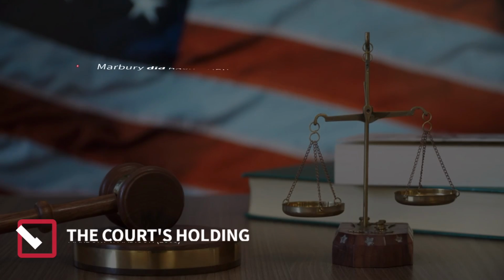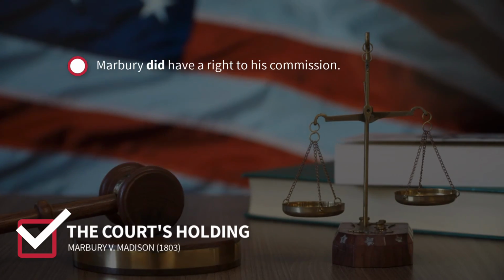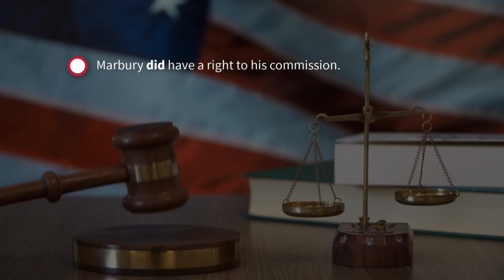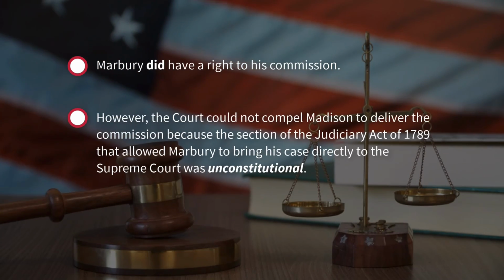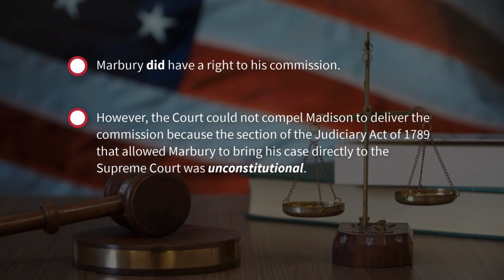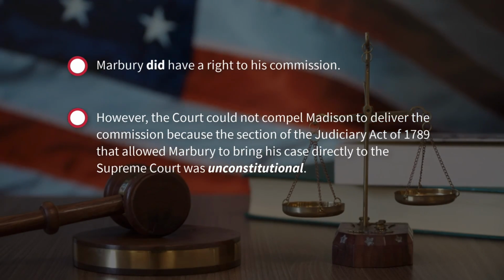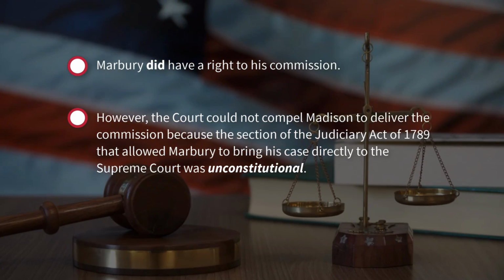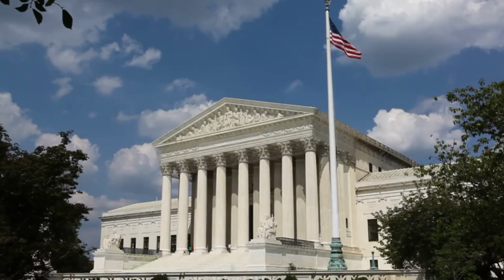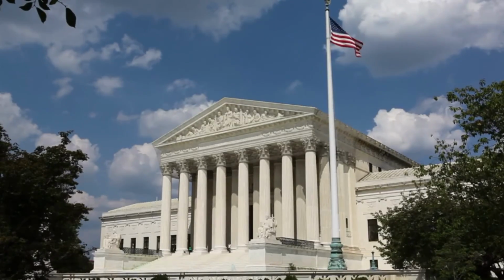In a 4-0 decision, the court held that Marbury did have the right to his commission, as it had been lawfully granted. However, the court ruled that it could not compel Madison to deliver the commission because the section of the Judiciary Act of 1789 that allowed Marbury to bring his case directly to the Supreme Court was unconstitutional. This was a significant ruling because it was the first time the Supreme Court declared an act of Congress invalid.